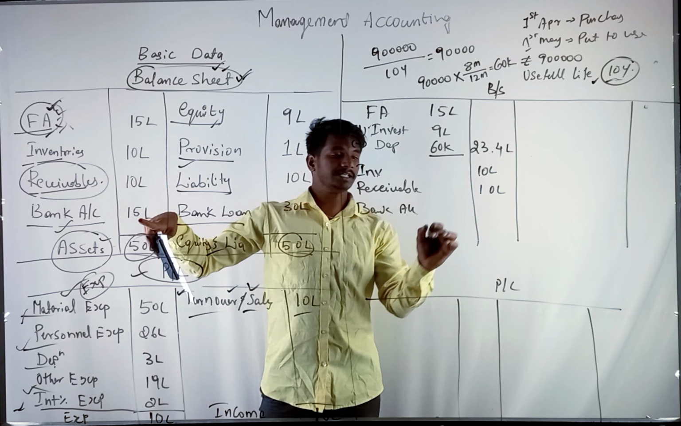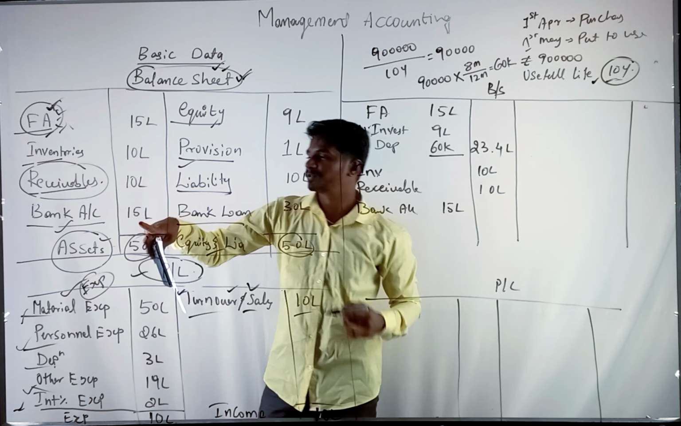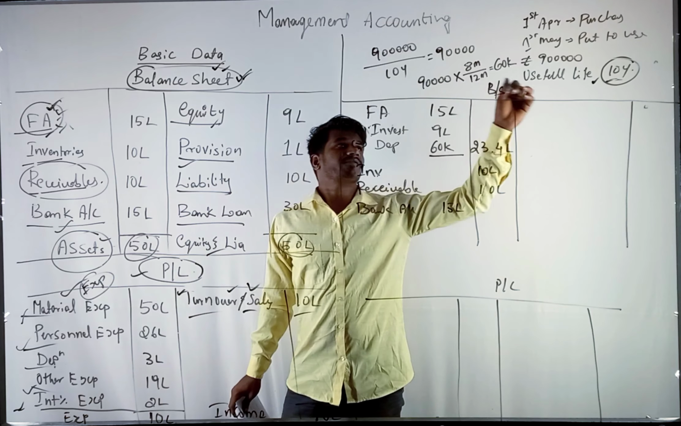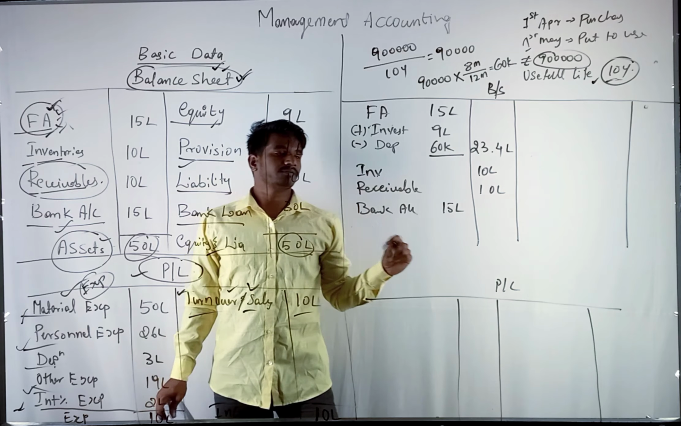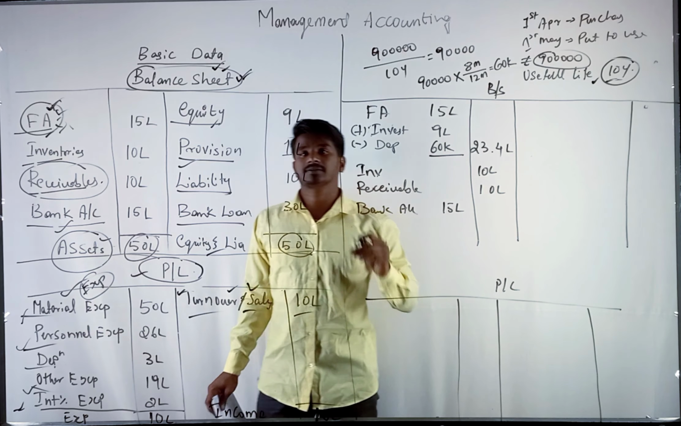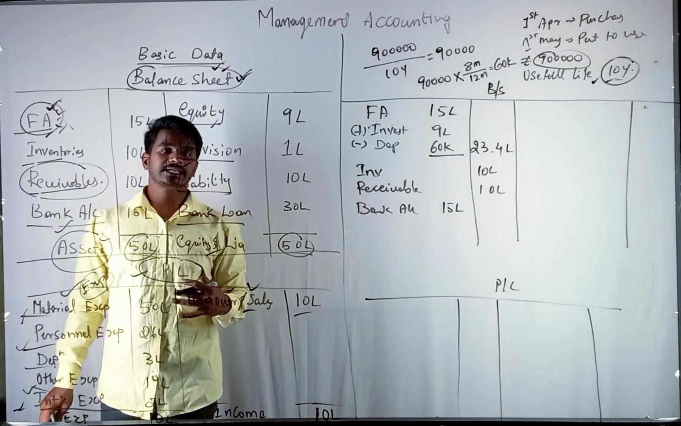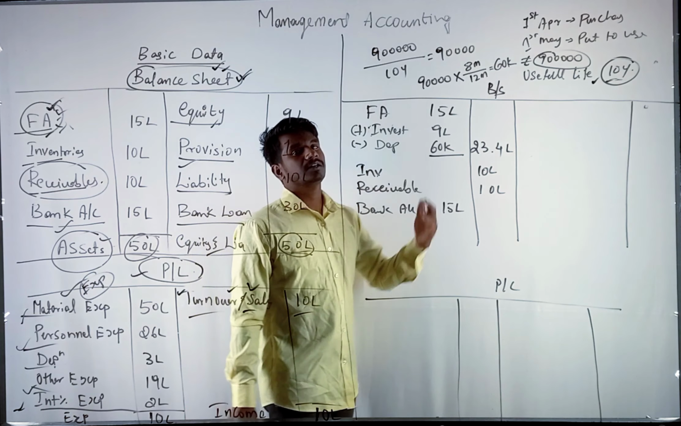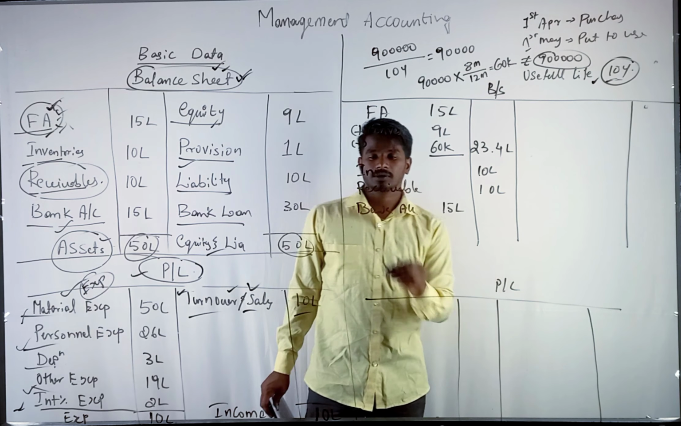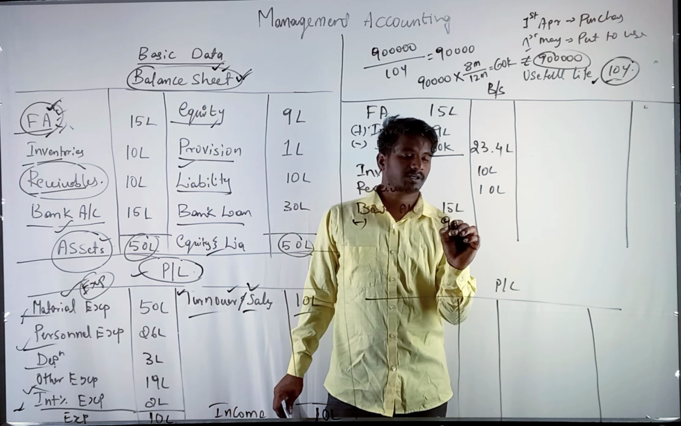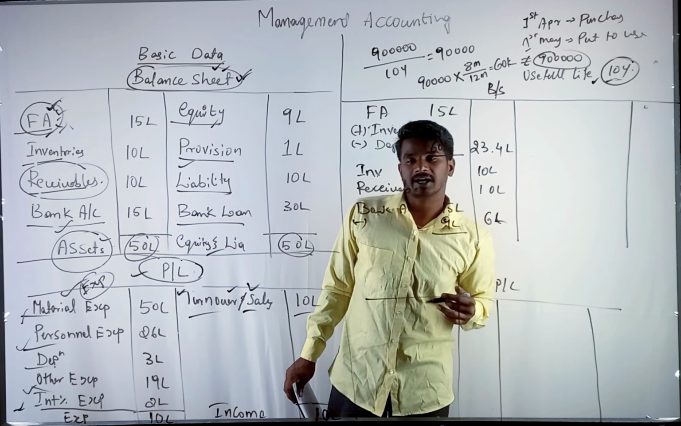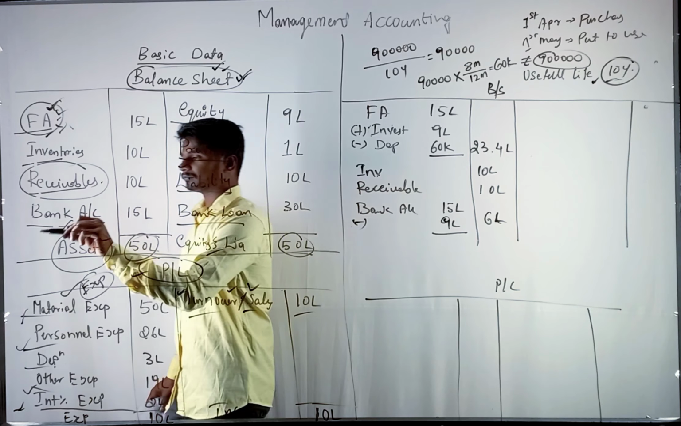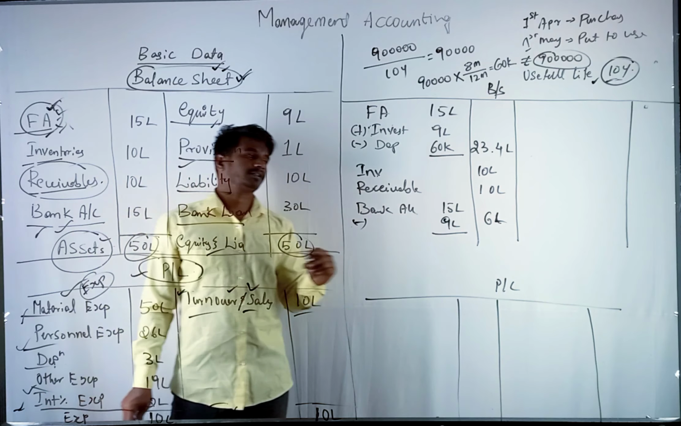Yes, obviously there is a change, because the 9 lakh we paid for purchasing the machinery, we paid through the bank. The bank balance will decrease. Obviously, if we pay, the bank balance goes down. We should minus 9 lakh. Remaining 6 lakhs of bank balance will be there. Fine. Did you understand that? Right.